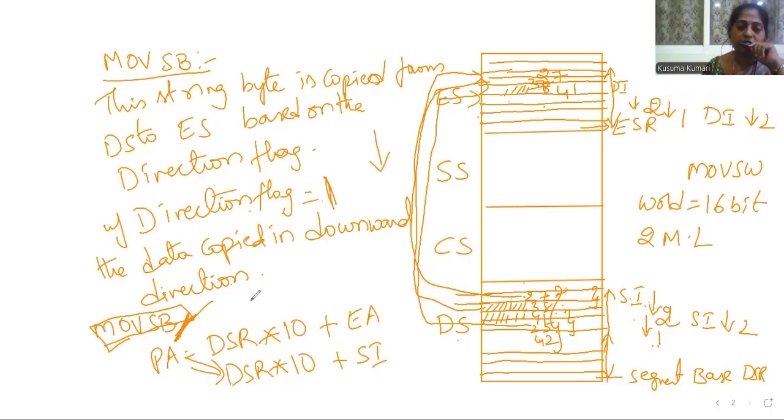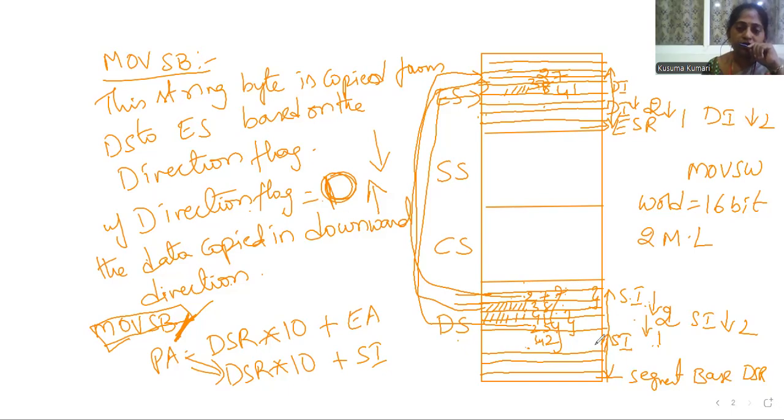Okay, so here move string byte means the data is copied from data segment to extra segment based on the direction flag. Suppose the direction flag is equal to 0 now. Then what happens? 0 means the data is copied in the upward direction. That means first the source index is here, the destination index is at this position, and the lower byte, the starting byte, is copied into this.